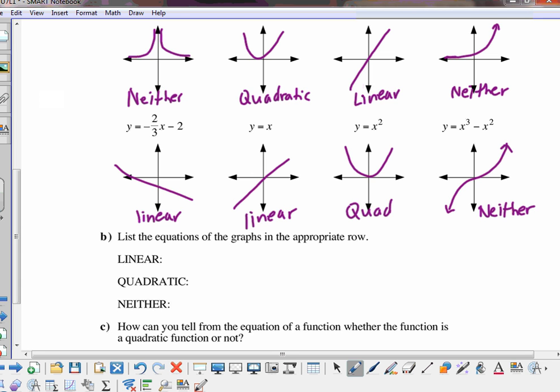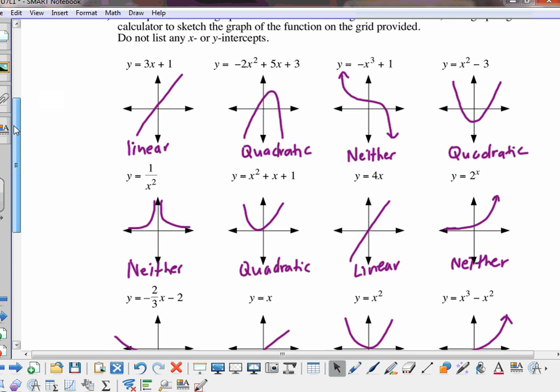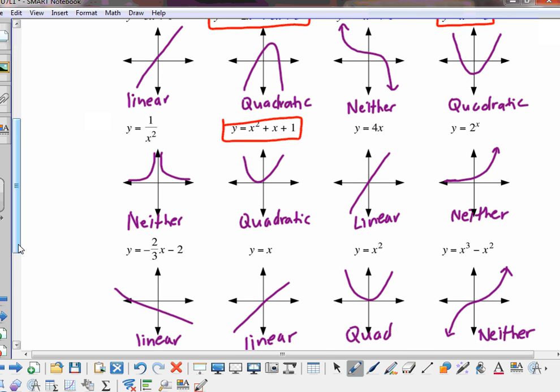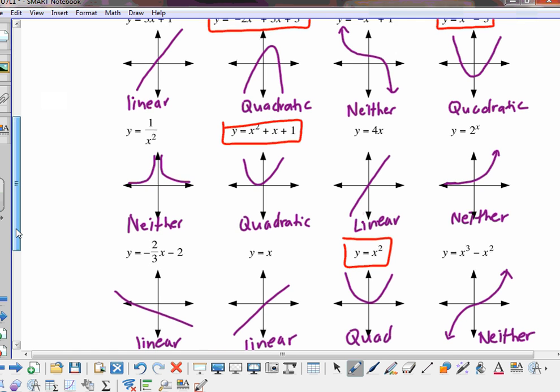Okay, so we've already done part B where we classified each one. Did you write down what each one was? So looking at each equation, let's look at all the quadratics. Y equals negative 2x squared was here. The fourth one, the sixth one, which else? The second last one. So looking at all the equations, what do they have in common? They all have an x squared.